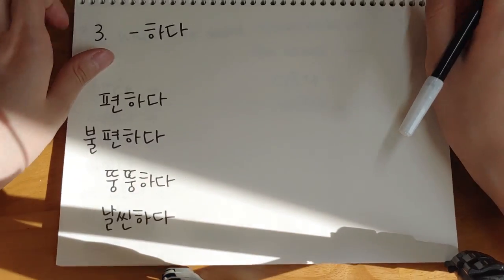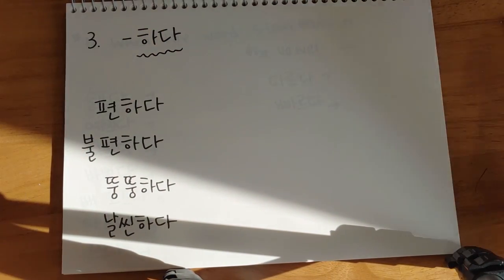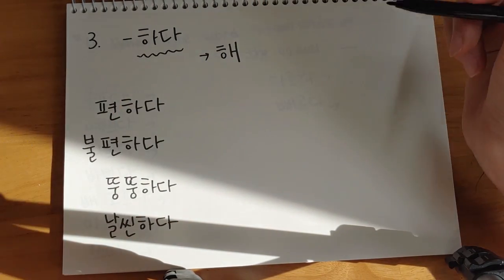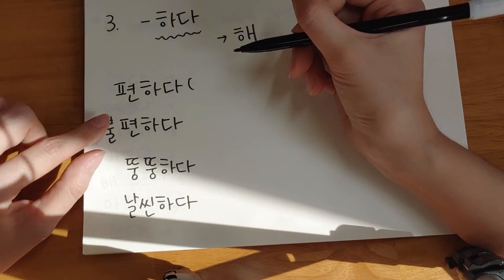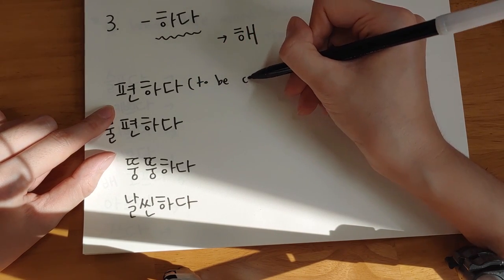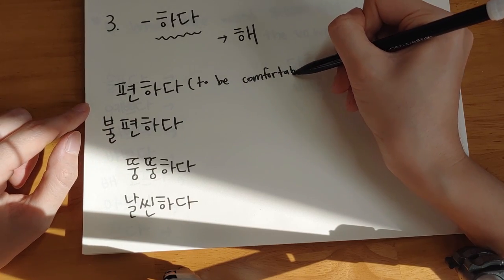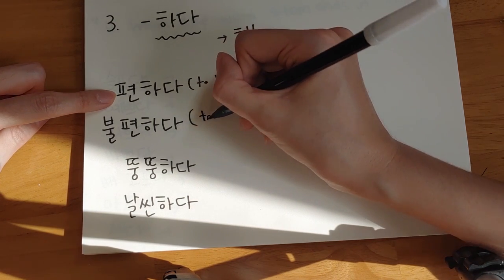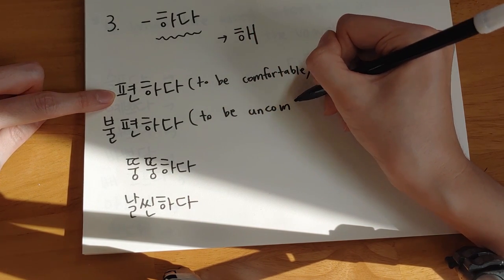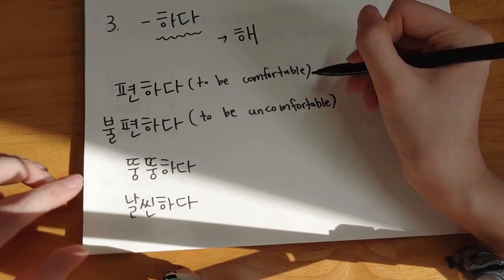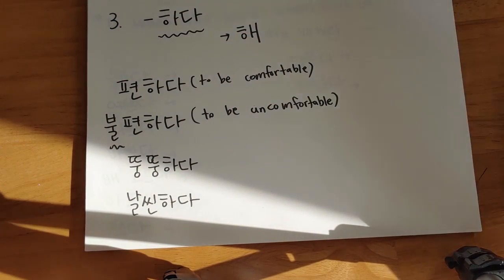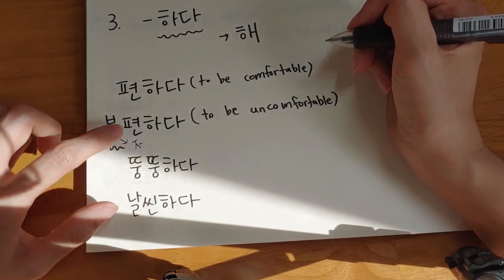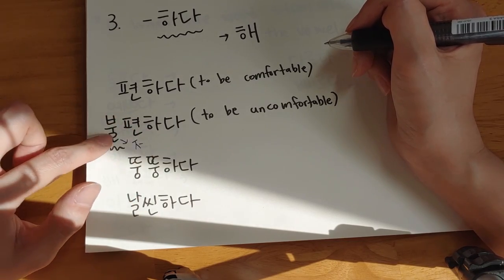And for group number 3, when an adjective ends in 하다, we all know that 하 simply changes to 해 in present form, right? So 편하다 is an adjective that means to be comfortable. And 불편하다 is an adjective that is opposite to 편하다, which means to be uncomfortable. So 불 here is a very useful word stem to know. So 불 comes from the Chinese character and it means not. So 불편 is not comfortable, so uncomfortable.